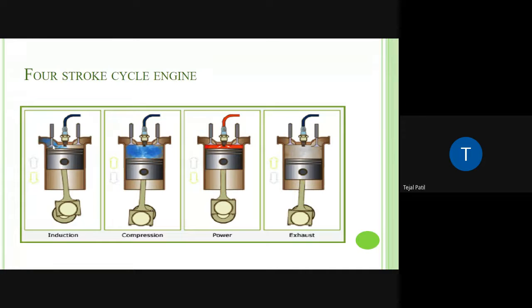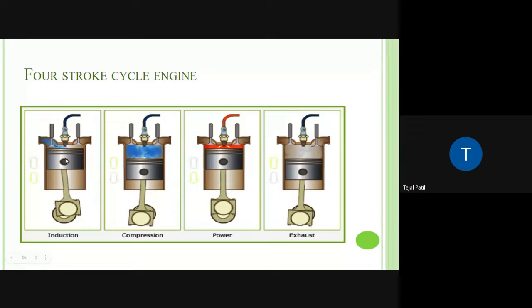Stroke means what? See, this is the piston. The piston is going to move up and down. The maximum limit of the piston on the top side is known as the TDC, top dead center. I think we have covered this in the practical session also. Similarly, the last limit on the bottom side for this piston is known as the bottom dead center, or BDC. The distance between the TDC and BDC is known as a stroke. One stroke.